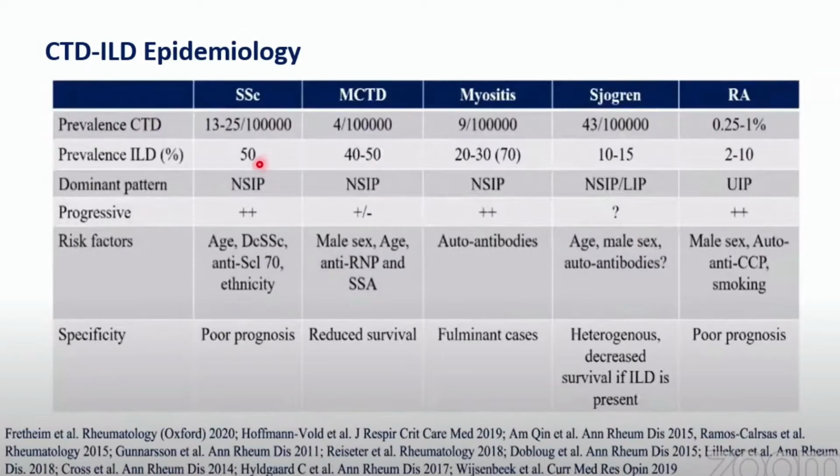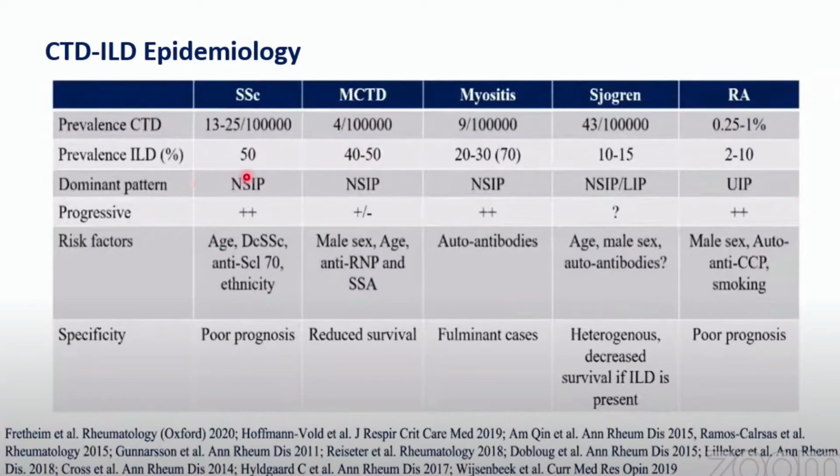In contrast, you have systemic sclerosis, about 13 to 25 per 100,000 are in the society, and there's about 50% patients with interstitial lung disease in systemic sclerosis patients. But since there are a lot of rheumatoid arthritis patients in the society, we see a lot of rheumatoid arthritis associated interstitial lung diseases. So it's like that.